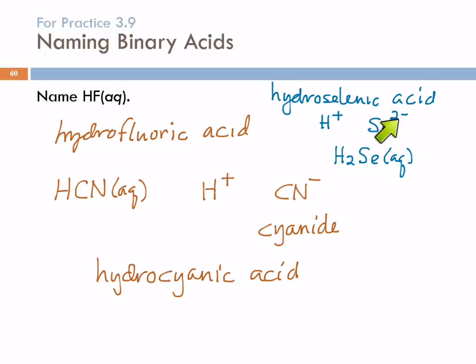The charge on the anion that forms when it dissolves in water is what tells us how many hydrogen ions are needed. In HF, hydrofluoric acid, fluorine has a -1 charge when it becomes an ion, and so there's only 1 hydrogen. Same with hydrocyanic. Cyanide has a -1, and so there's only 1 H+, and so the formula is HCN.